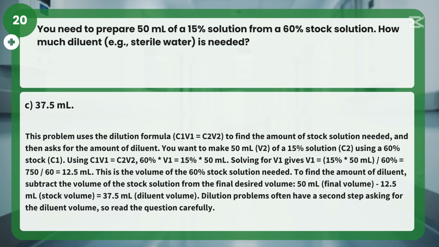To find the amount of diluent, subtract the volume of the stock solution from the final desired volume. 50 milliliters, final volume, minus 12.5 milliliters, stock volume, equals 37.5 milliliters, diluent volume. Dilution problems often have a second step asking for the diluent volume, so read the question carefully.